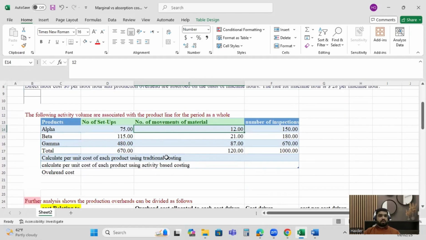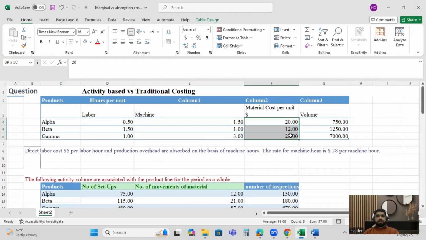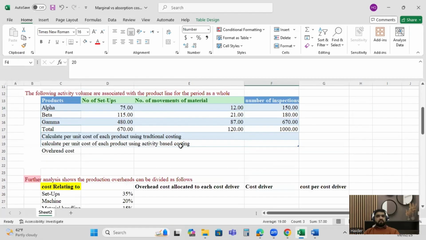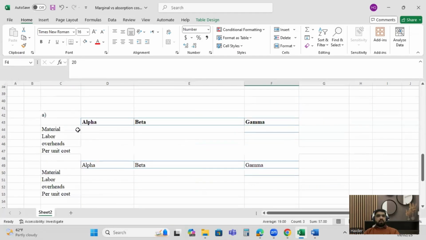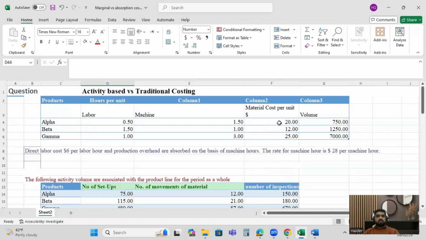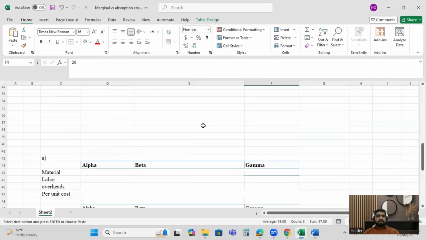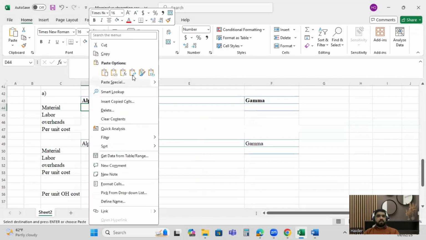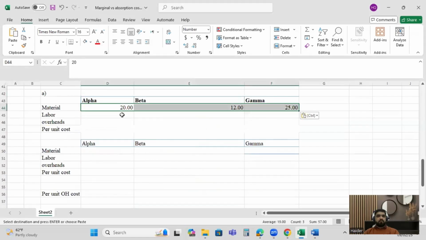So let's move on to the question statement. Calculate cost per unit. Here you need to stop. What's the requirement? Cost per unit. They have already given you the per unit cost of materials for each product. When calculating the cost of each product, alpha, beta, and gamma, there are three components of cost: material, labor, and overheads. The material cost is given in the question: 20, 12, and 25. Just copy this data and paste it in the costing sheet. That's the material cost per unit.